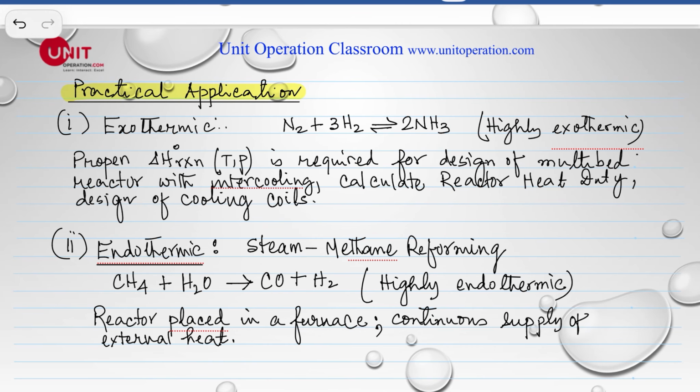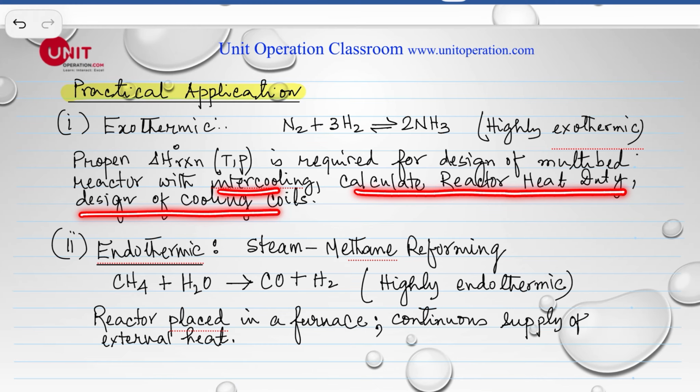Just like other problems, we try to give you a practical application of each problem. This problem has tremendous application in industry, because we have to have an idea about the enthalpy of the products, the enthalpy of the reactants, as well as whether it's an exothermic or endothermic reaction. For example, the formation of ammonia by the Haber-Bosch process is a highly exothermic reaction. Proper knowledge of the heat of reaction is required for the design of multiple bed reactors with intercooling, calculating the reactor heat duty, and designing cooling coils, etc.